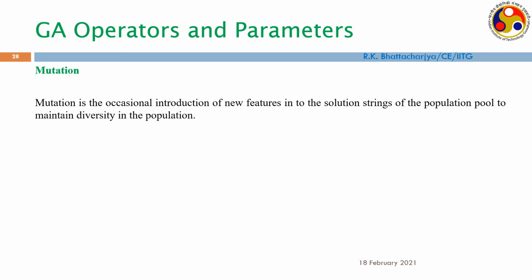Now next is mutation. So what is mutation? Mutation is the occasional introduction of new features in the solution string of the population pool to maintain diversity in the population. This is an occasional introduction of new features. That means the gene information has been changed. That is basically what we call mutation.